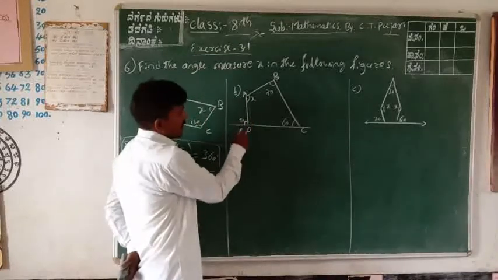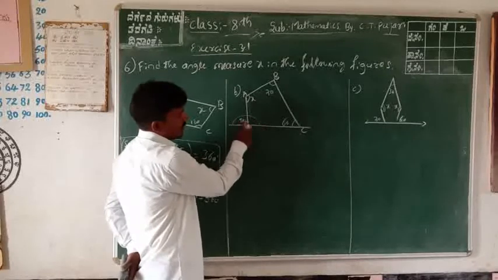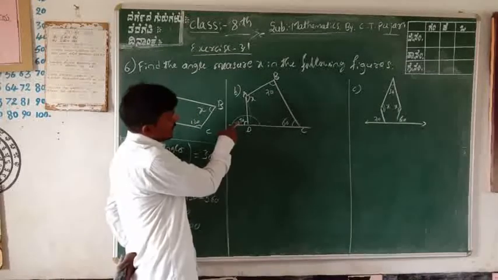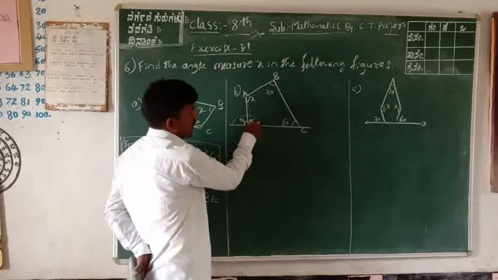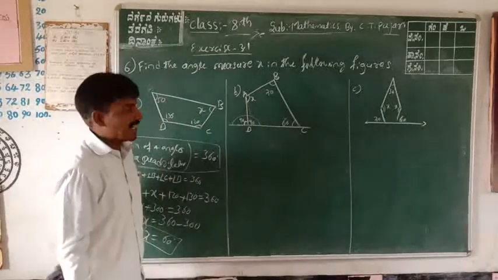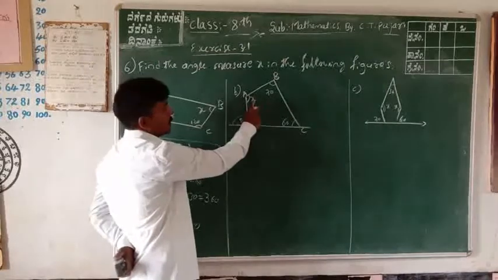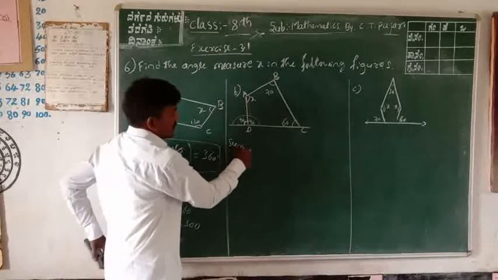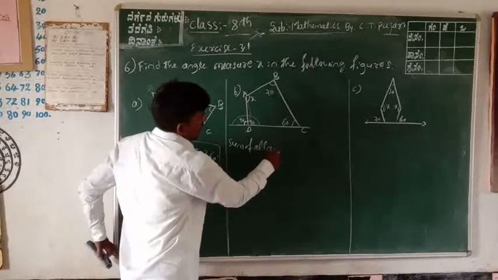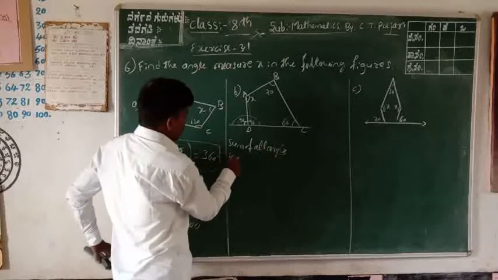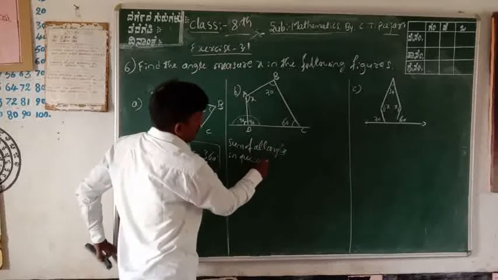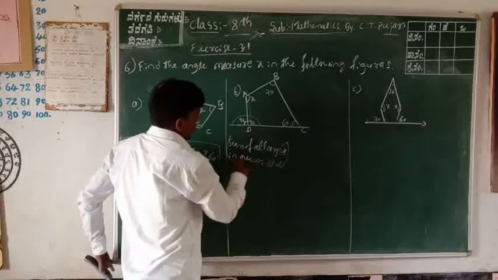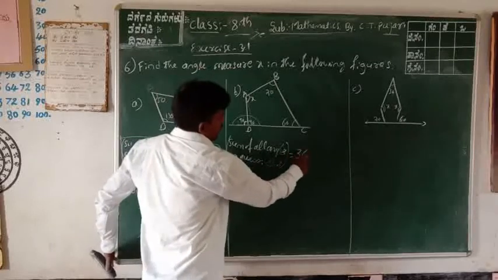In a linear pair of angles, these two angles together are equal to 180 degrees. But one angle is exactly 90 degrees, so the other angle is also 90 degrees. That is understood. Next, you can find out the x value. Again, same formula: sum of all angles in a quadrilateral is equal to 360 degrees.